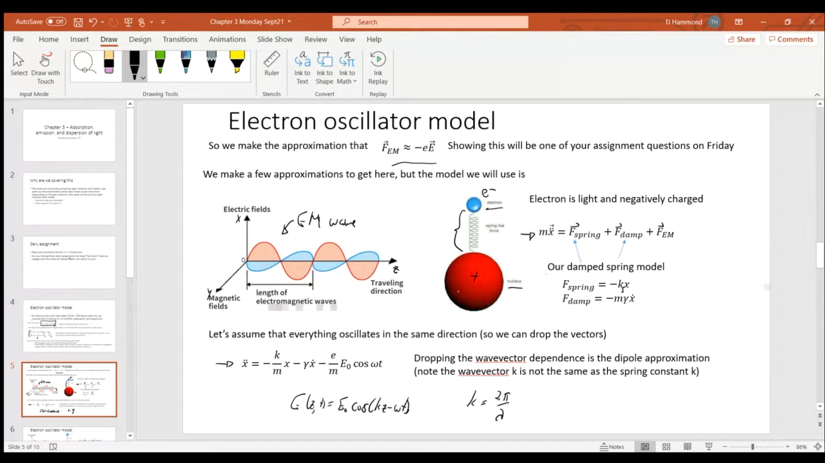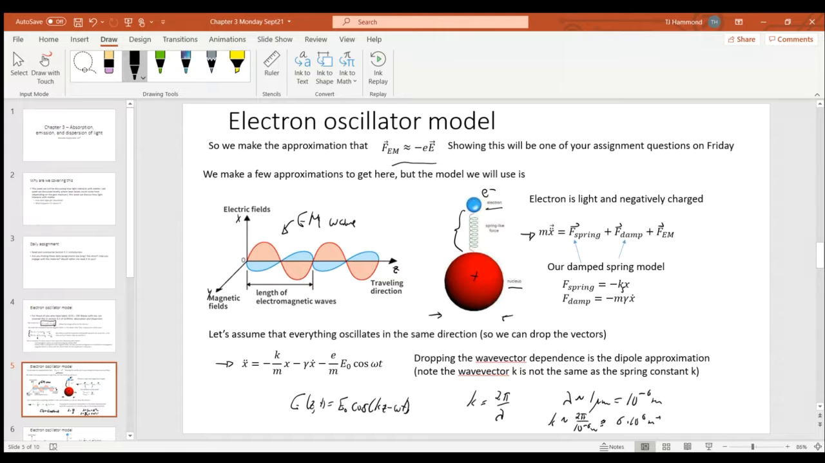But the wave vector k is 2 pi over lambda. So lambda is going to be on the order of a micron, or 10 to the minus 6 meters, right? So k is on the order of 2 pi over 10 to the minus 6 meters. It's going to be something like 6 million inverse meters.